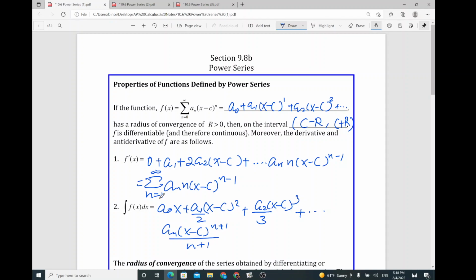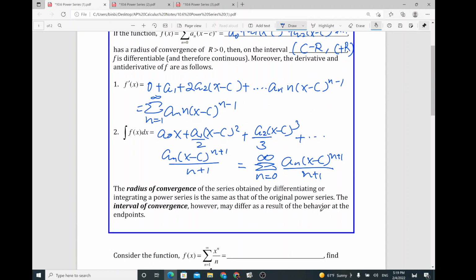This is written as the sum starting with n equals 0, because that is considered part of it, of a sub n times x minus c to the power of n plus 1 all over n plus 1. These are the general definitions for the derivative and the integral of a power series. The radius of convergence of the series obtained by differentiating or integrating a power series is the same as that of the original power series.